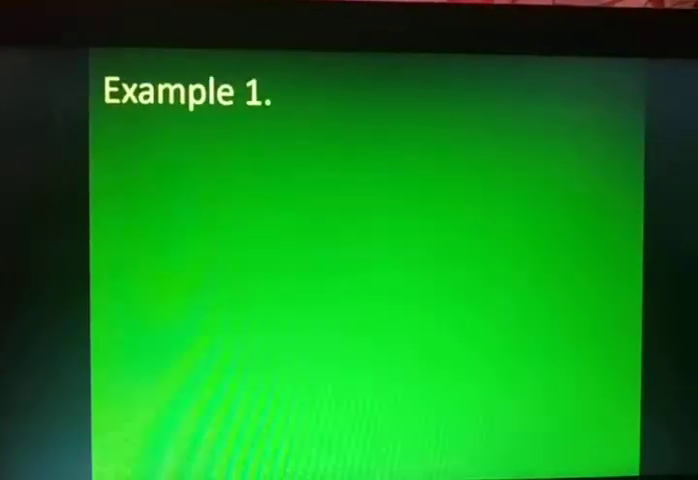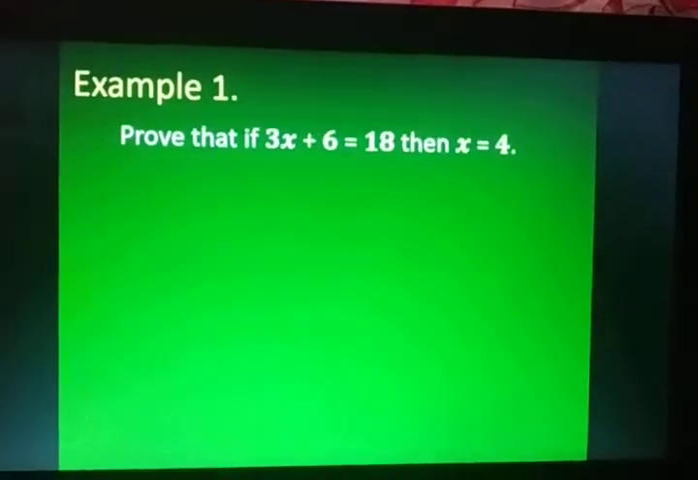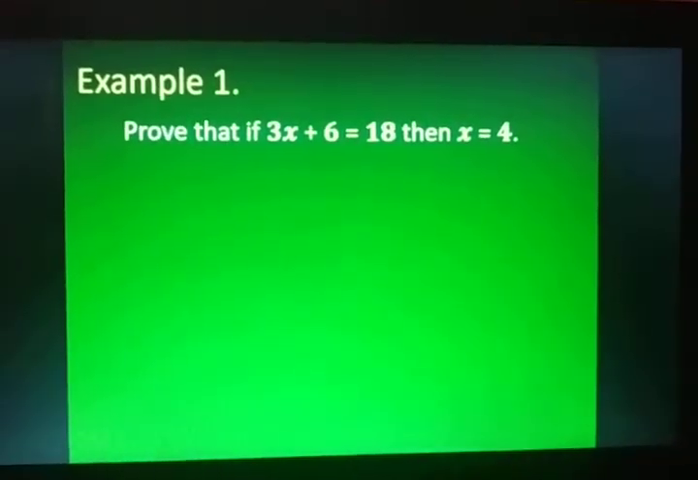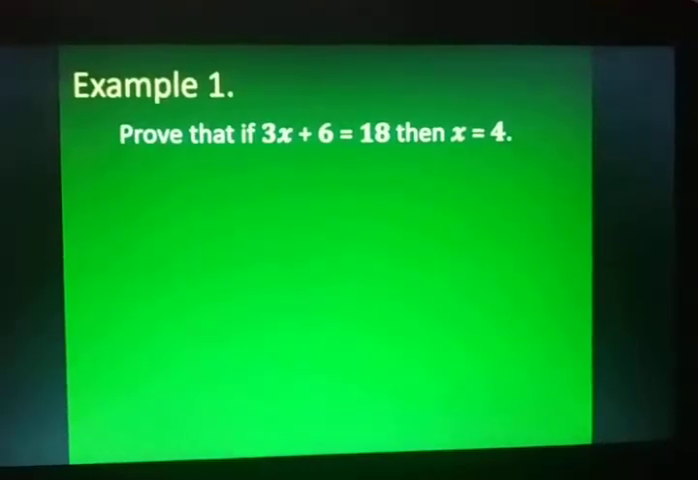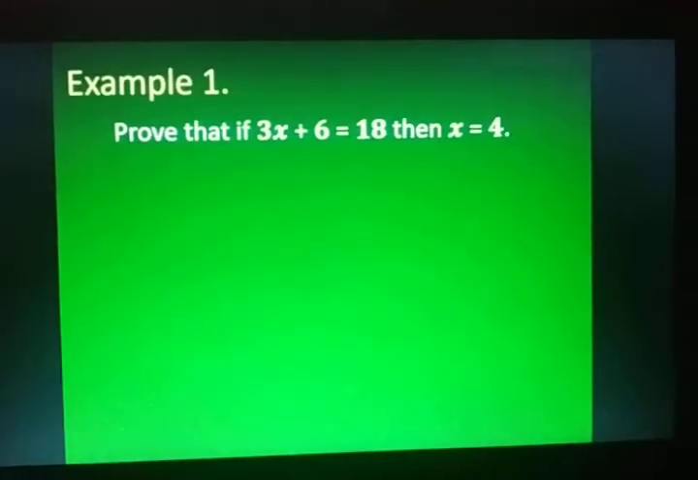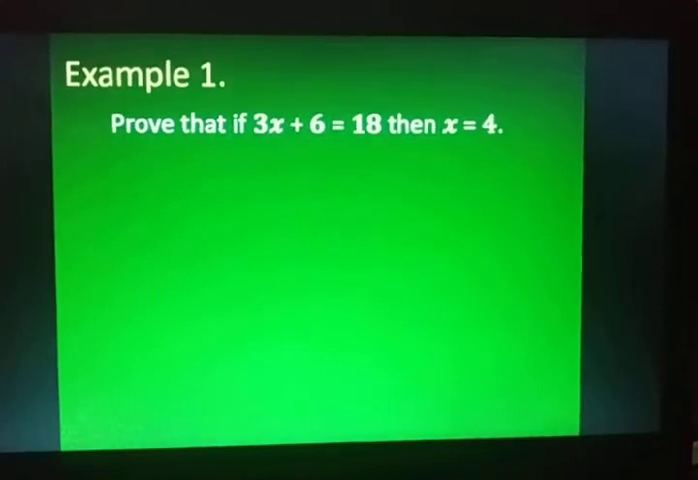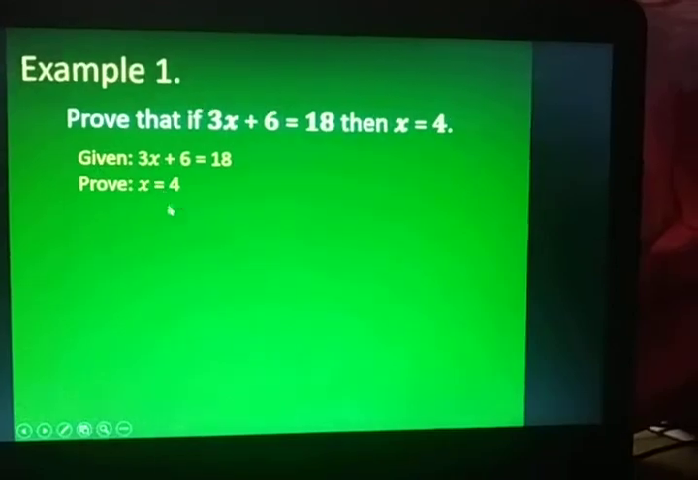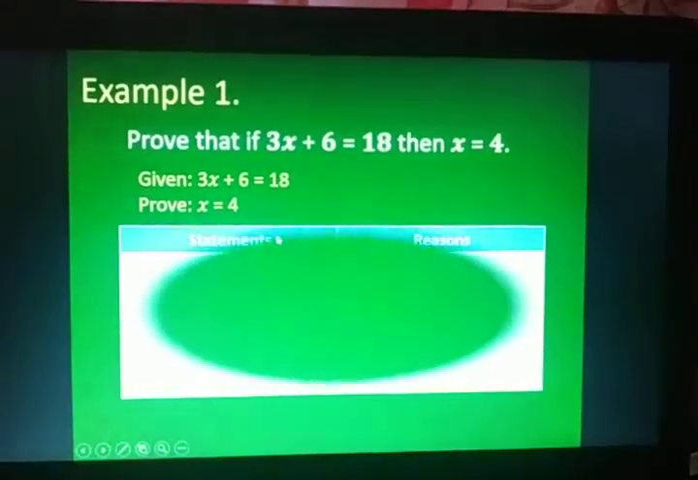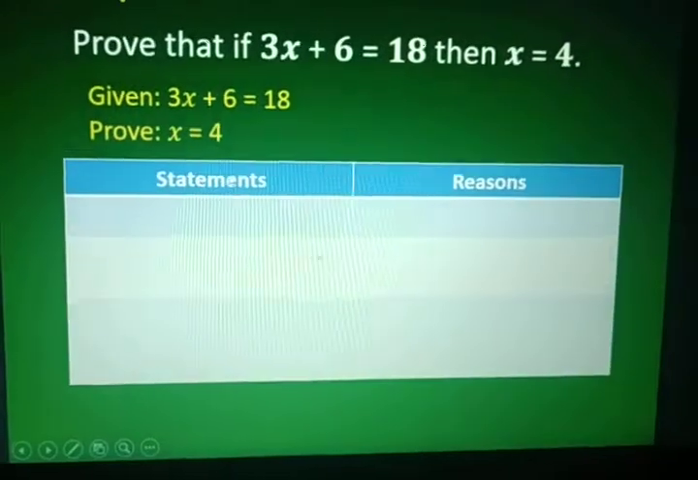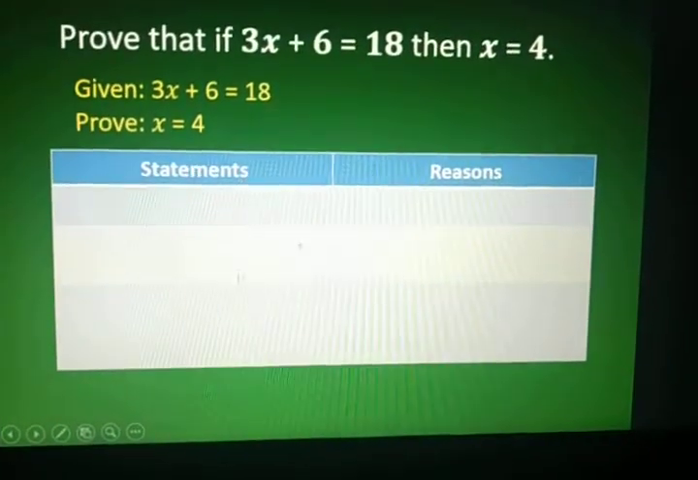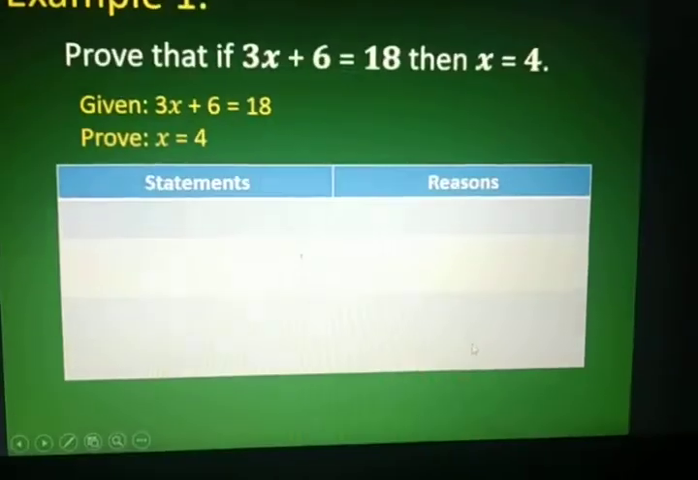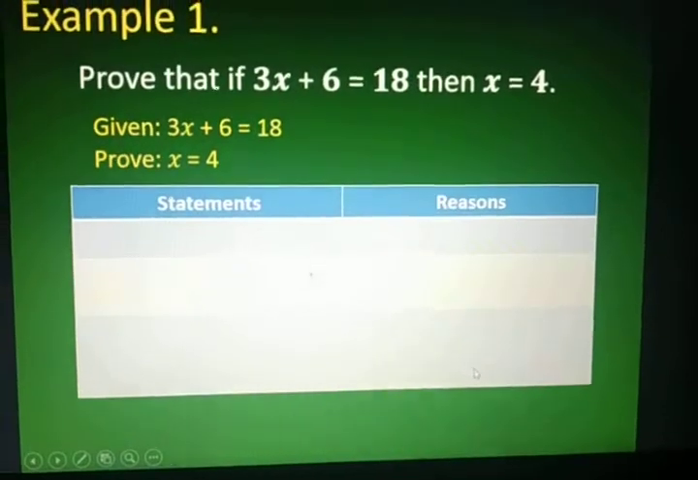Okay. Let's have example 1. This is very easy. Prove that if 3x plus 6 equals 18, then x equals 4. So, let us prove that if we substitute 4 for x, the answer is 18. Class, the given is 3x plus 6 equals 18. Prove that x equals 4. So, we will prepare two columns. The first column is for statements, meaning your process. And your reasons will come from your properties of equality.